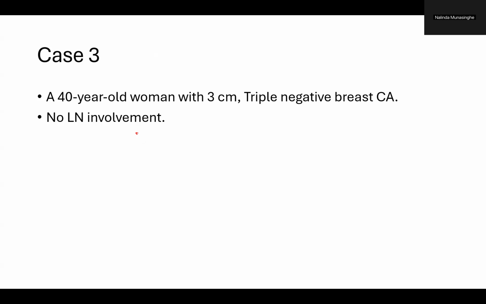So, a slightly different scenario. This is a 40-year-old woman coming with a 3 centimeter triple negative breast cancer. That is, ER, PR is also negative, HER2 also negative. So I told you triple negative carries a very poor prognosis, right? But there are no clinically or radiologically involved lymph nodes. Now, how do you manage?